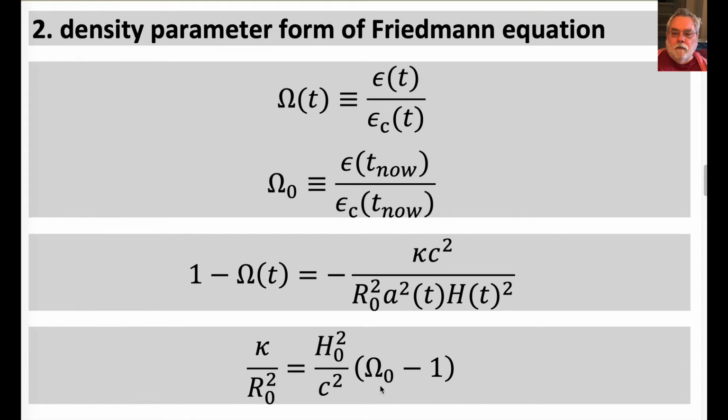Experimentally, omega sub 0 appears to be in the range 0.995 to 1.005, with our universe close to flat. Perhaps exactly flat, but positive or negative curvature with a radius of curvature at least 14 times the size of the Hubble distance cannot be ruled out presently.